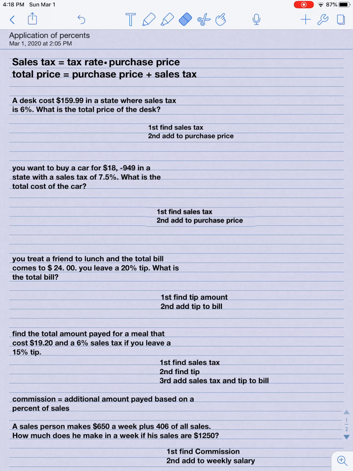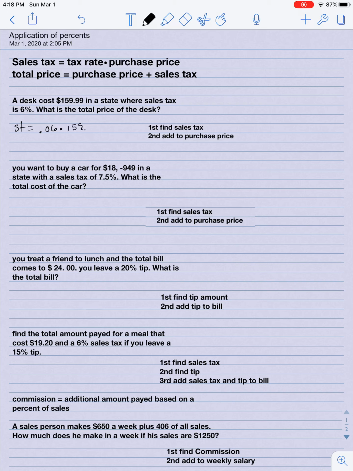So in this example, a desk costs $159.99 in a state where sales tax is 6%. What is the total price of the desk? So we first need to find the sales tax. So I'm just going to label that as ST. And sales tax equals our percent converted to a decimal. So 6%, you move the decimal over 2 and you get 0.06. And you're going to times that by the price.